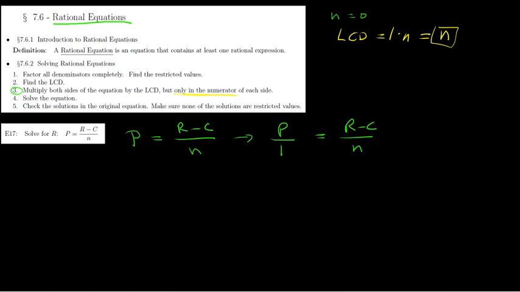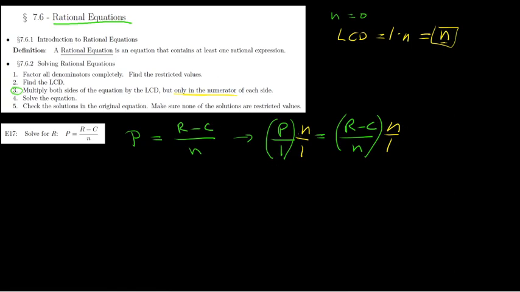All right. So now, on to step 3, multiply both sides by the LCD. So multiply the left side and the right side by n, because that's our LCD. So multiply by n on the left and n on the right, right? Remember, not top and bottom, left and right. When you're solving equations, we're doing left side and right side.